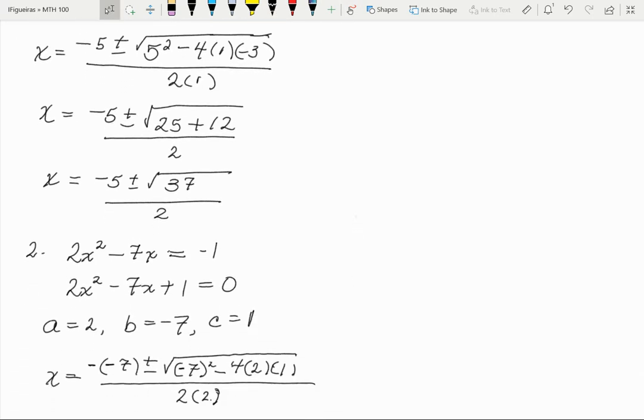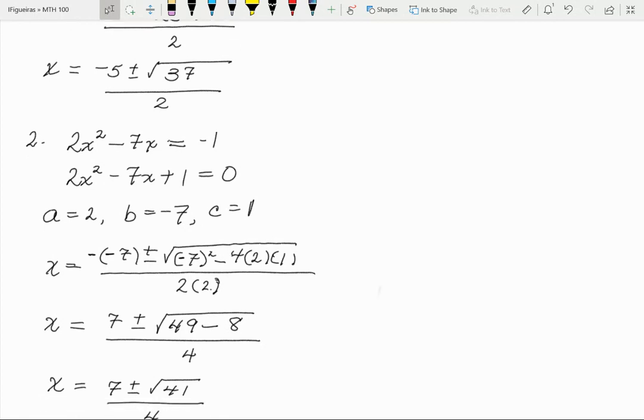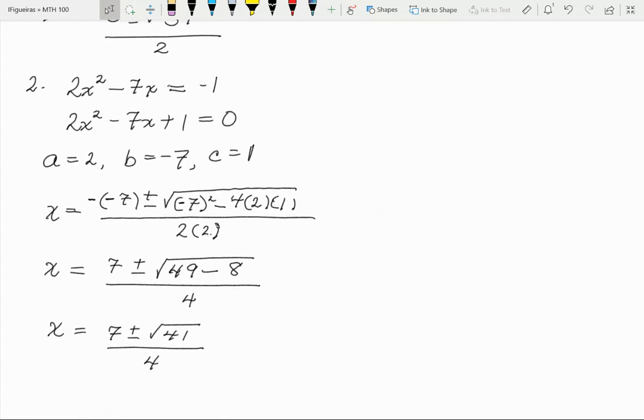Here I have 2x squared minus 7x equals negative 1. In this example, your equation is not in standard form. So the first thing you need to do is add 1 to both sides. When I do that, I get my equation in standard form in line 2. That's 2x squared minus 7x plus 1 equals 0. So now we pick out our a, our b, and our c so that we can then plug it into the formula. So a is 2, the coefficient of x squared. b is negative 7, the coefficient of x. And c is 1, the constant.